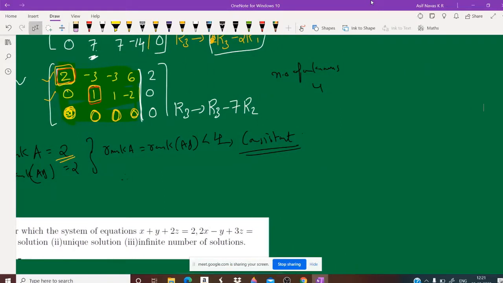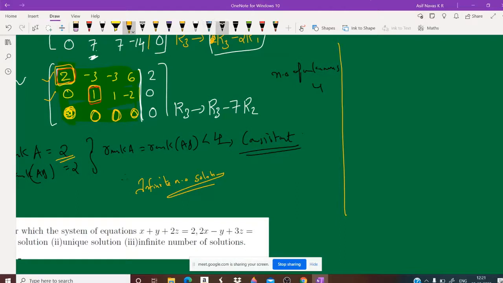Now we will find the solution. So how many solutions must be there? Infinite number of solutions. Okay. So we will find the solution.